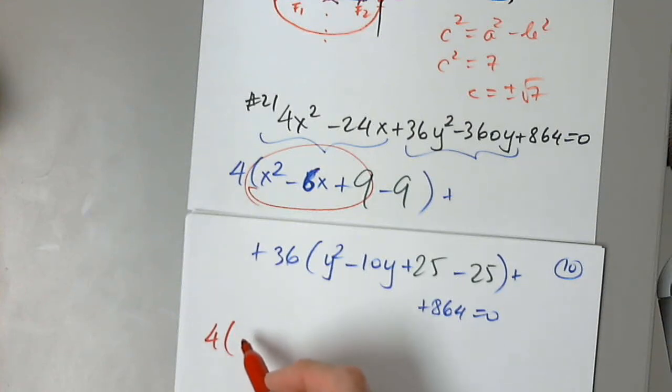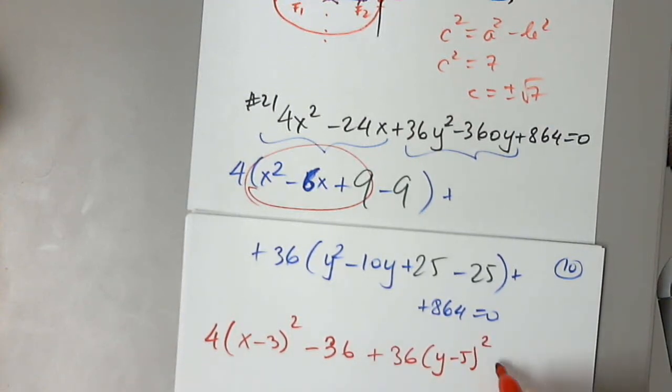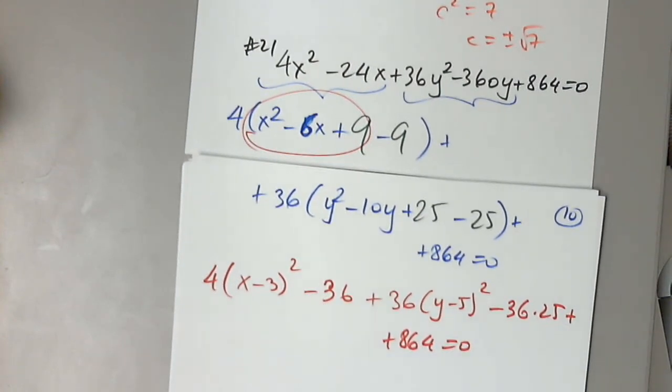Bailey, can you please? x minus 3, everything squared, and minus 36, plus 36, y minus 5 squared, minus 36 times 25, and plus 864. Is this okay? Do we understand?